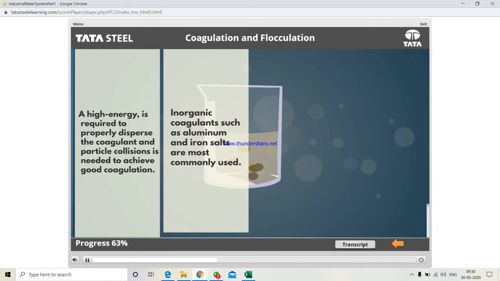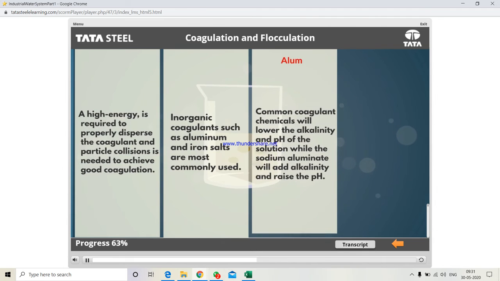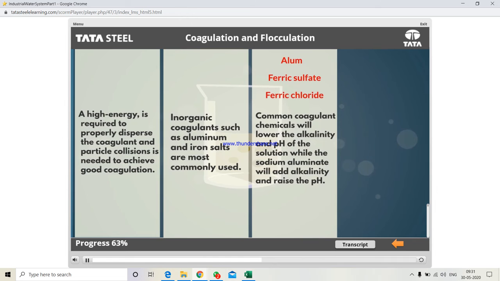Inorganic coagulants such as aluminium and iron salts are most commonly used. When added to the water, they furnish highly charged ions to neutralize the suspended particles. The inorganic hydroxides formed produce short polymer chains which enhance microfloc formation. Common coagulant chemicals used are alum, ferric sulfate, ferric chloride, ferrous sulfate, and sodium aluminate. The first four will lower the alkalinity and pH of the solution, while the sodium aluminate will add alkalinity and raise the pH.